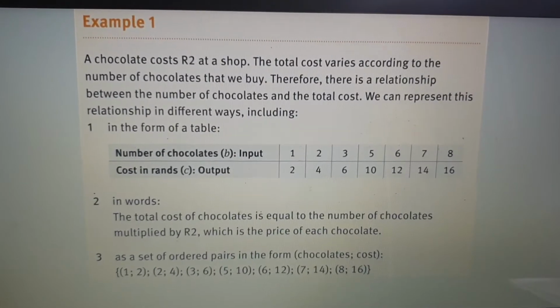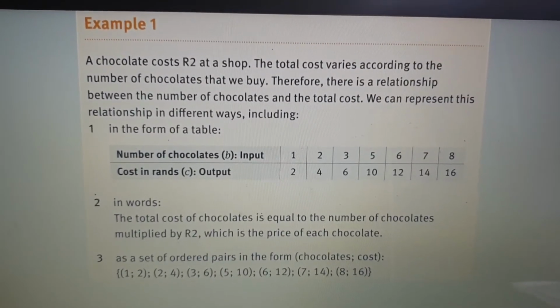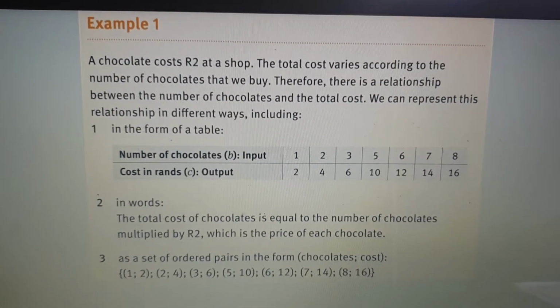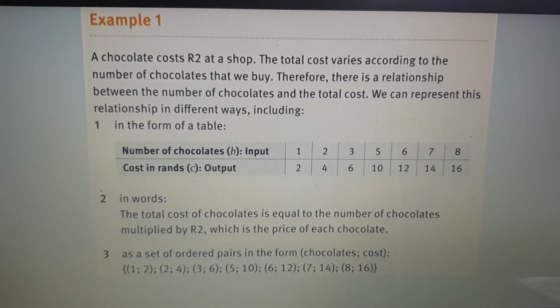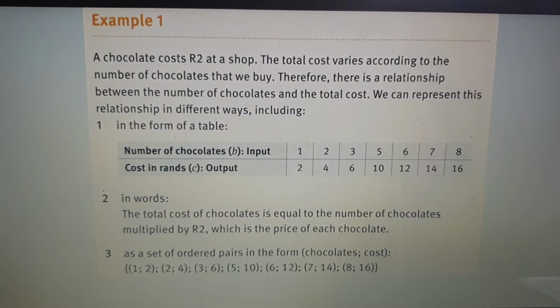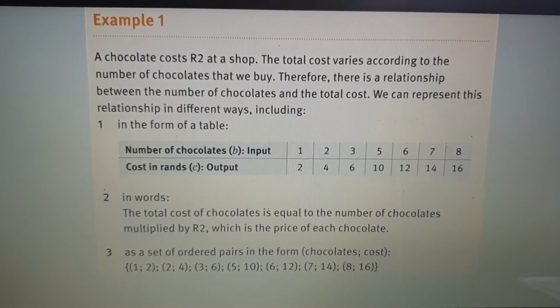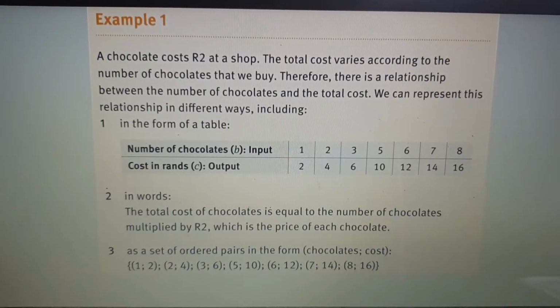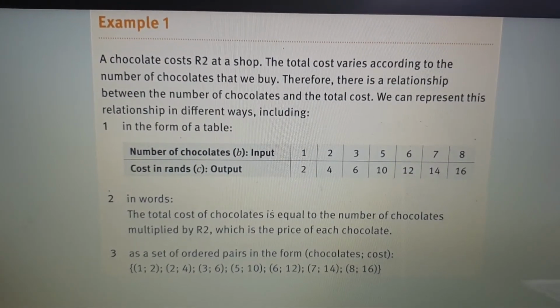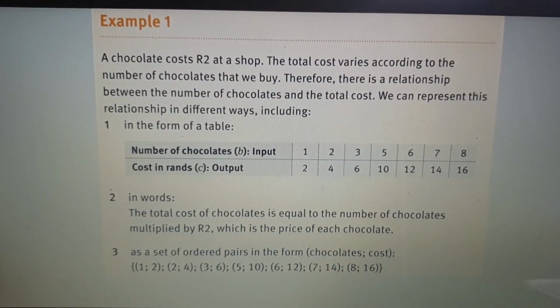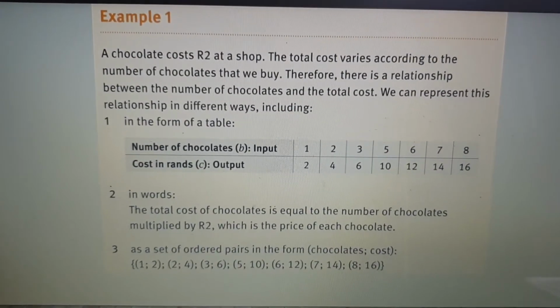Our first example, a chocolate costs 2 rand at a shop. The total cost varies according to the number of chocolates that we buy. Therefore, there is a relationship between the number of chocolates and the total cost. We can represent this relationship in different ways. So first, we can easily put it in a table. If I buy 1 chocolate, it costs 2 rand. If I buy 2, it's 4 rand, 3, 6 rand, 5, 10 rand. And we can go on.